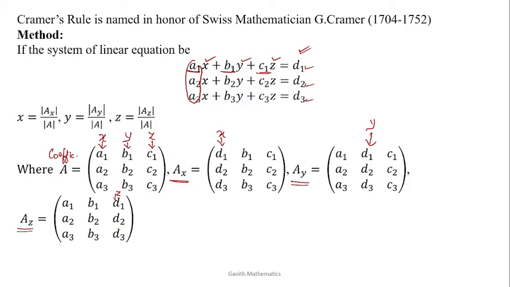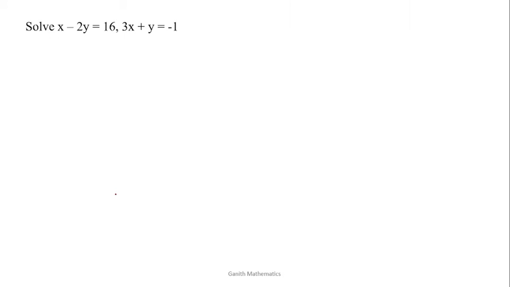In today's video lecture, I am going to teach you one 2 by 2 matrix as an example and another 3 by 3 matrix as an example, and how to solve the system of equations using Cramer's rule. So this is the first system. Solve x minus 2y is equal to 16, 3x plus y is equal to minus 1.